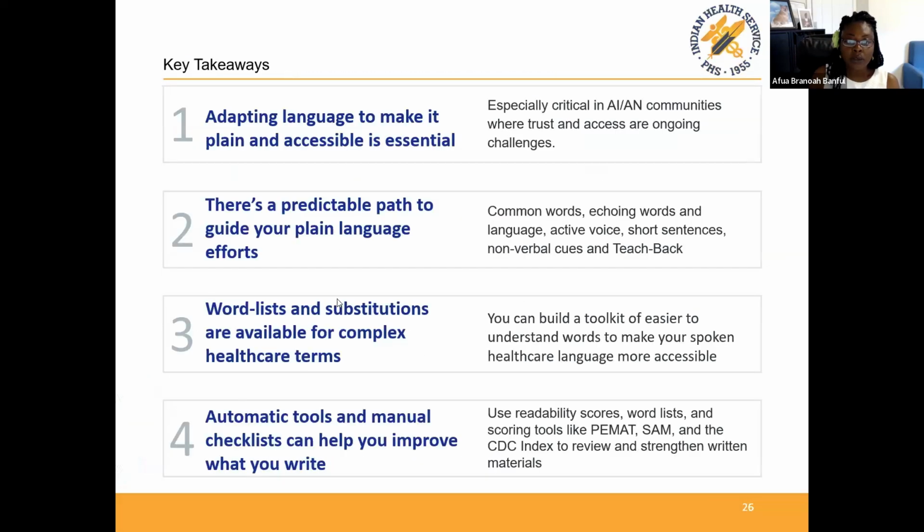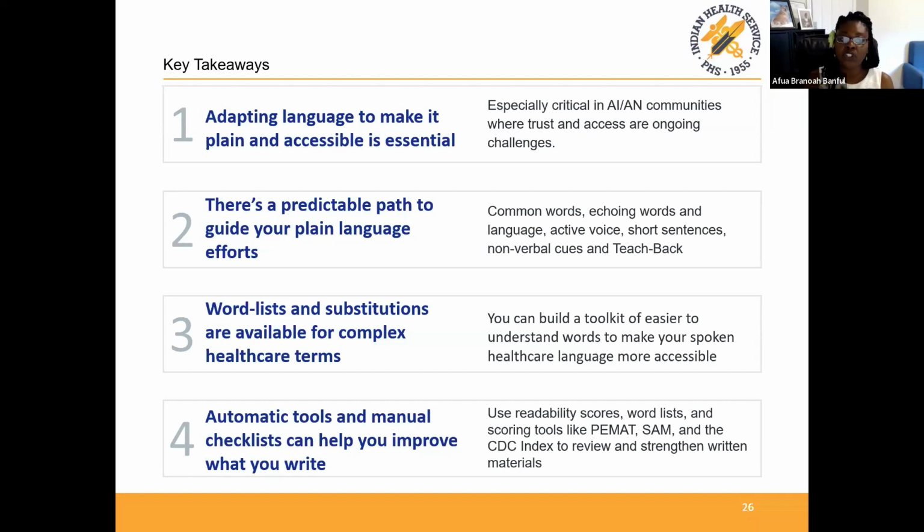So we are now pretty much at the end of the time. I want to go over these takeaways, right? Adapting language to make it clear and accessible is not a nice to have, it's essential, especially important in the communities that we serve. The other, more hopeful thing is that even when there's a lack of resources like translation services, there's a predictable path.